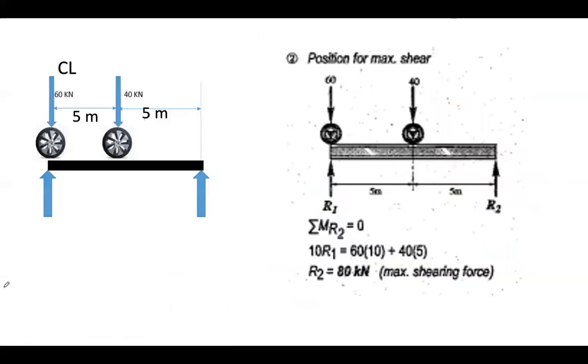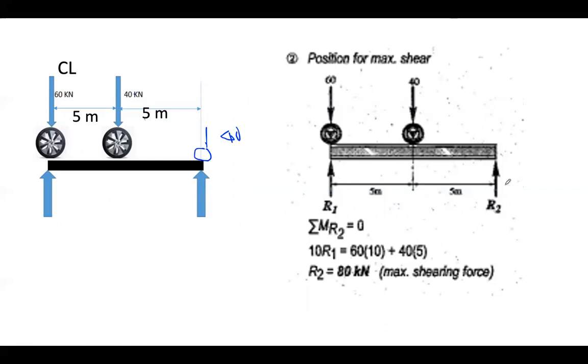Ilagay lang yung itong big load dito sa support. Pag ito ilagay mo na 40, ilagay mo dito, 40, for sure, yung value ng shear mo is not maximum. Should have to place the biggest load to the support. So, from here, you can compute R2. Okay, this is the calculation.